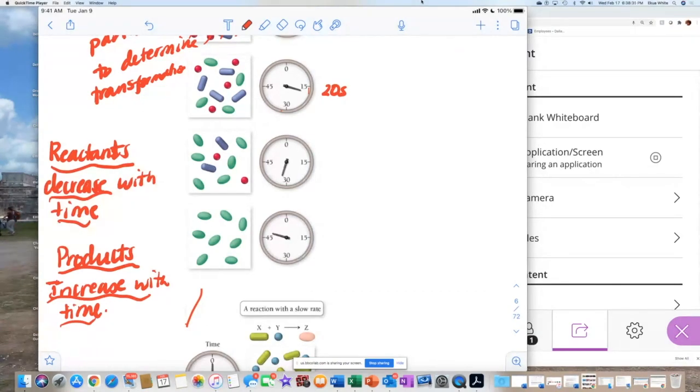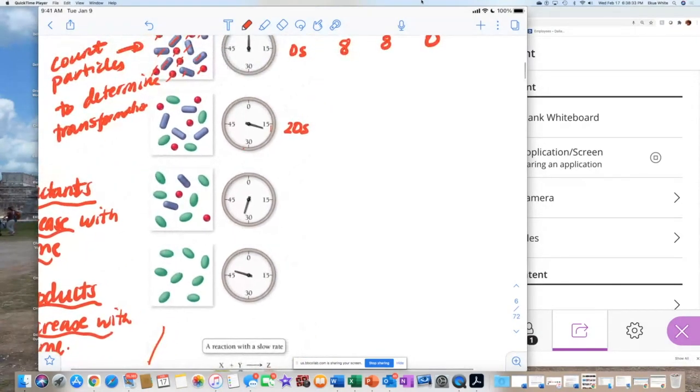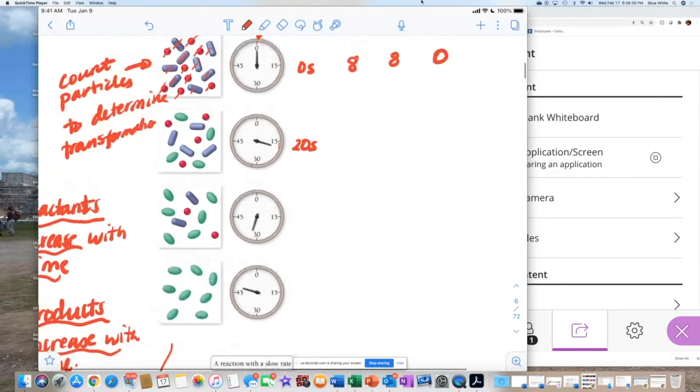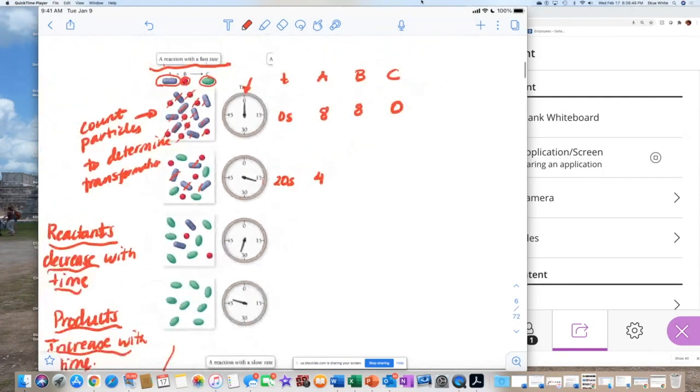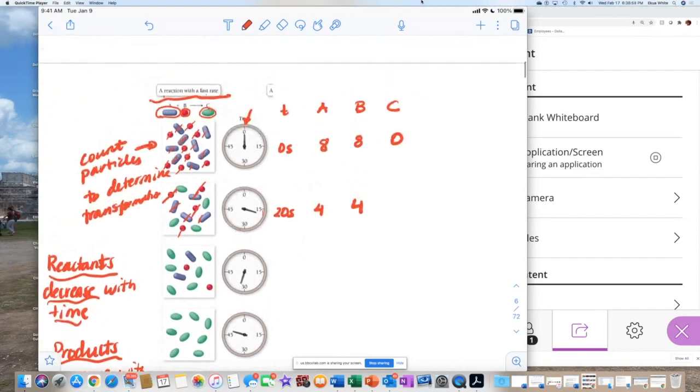Something is happening where my pencil is not responding. Okay, so 20 seconds have passed. Starting with the blue reactants, 1, 2, 3, 4. Look, we only have 4 left. Now I'm only counting what is left, not what has reacted, right? There's only 4 left. And then the red, 1, 2, 3, 4. There's only 4 left.